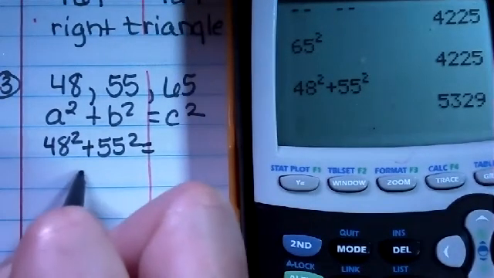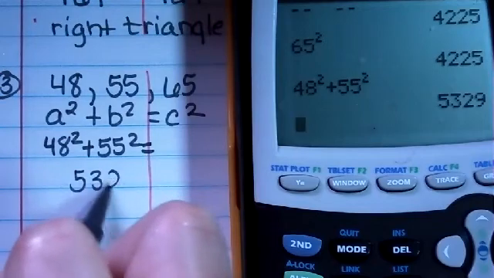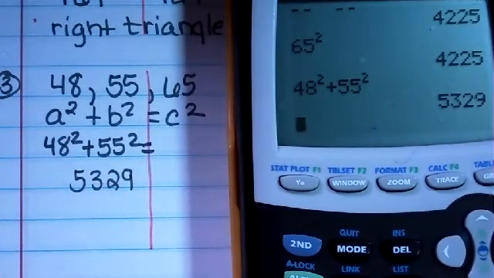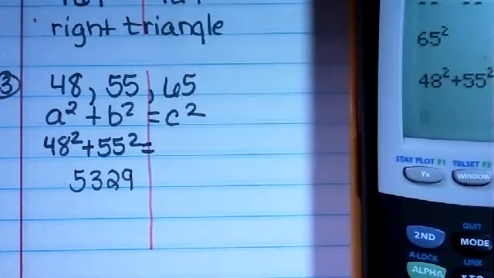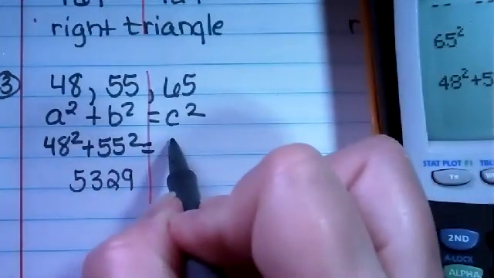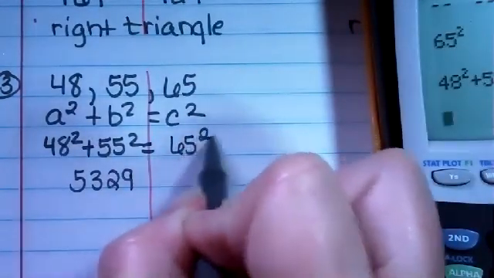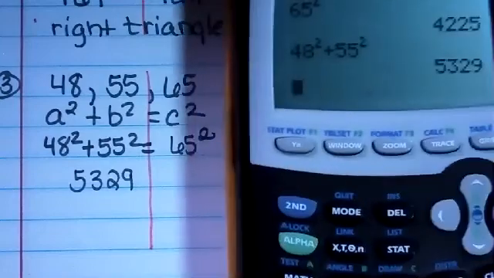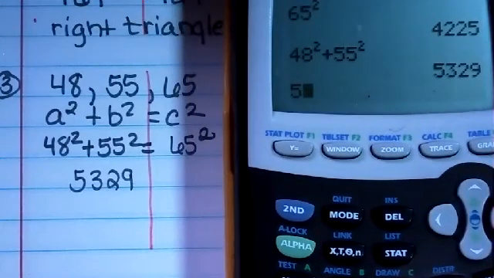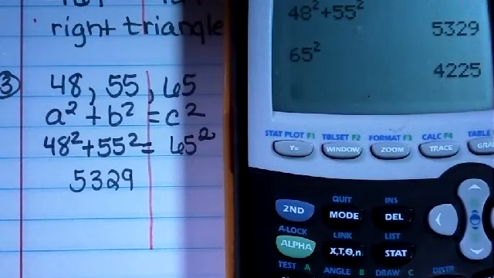48 squared plus 55 squared equal to 5,329. So I'm going to write that right here. 5,329. Now, on the other side, I have 65 squared. So if I take my calculator right here and I type in 65 squared, I don't get the same answer. I got 4,225.